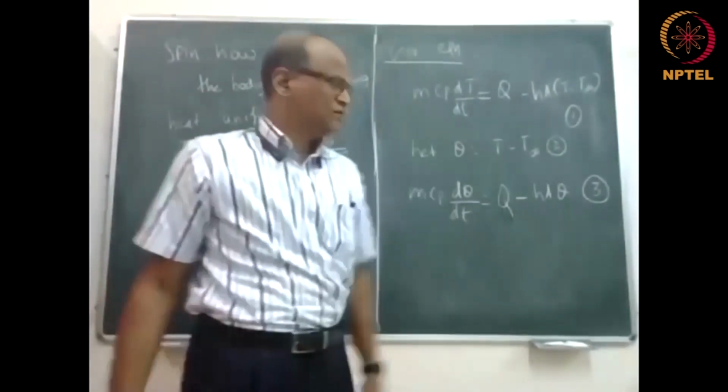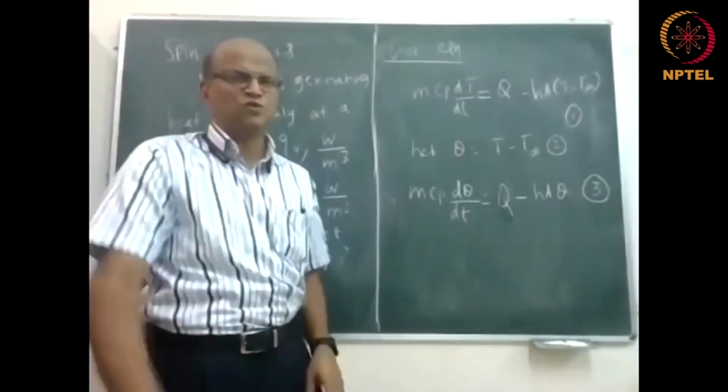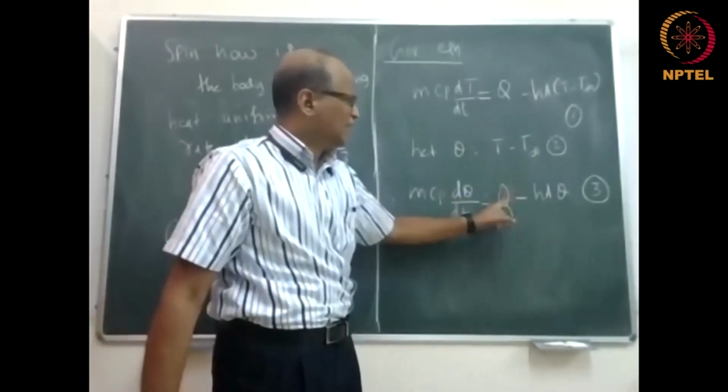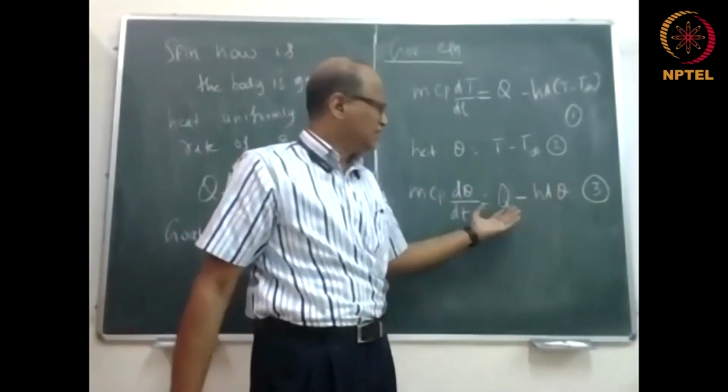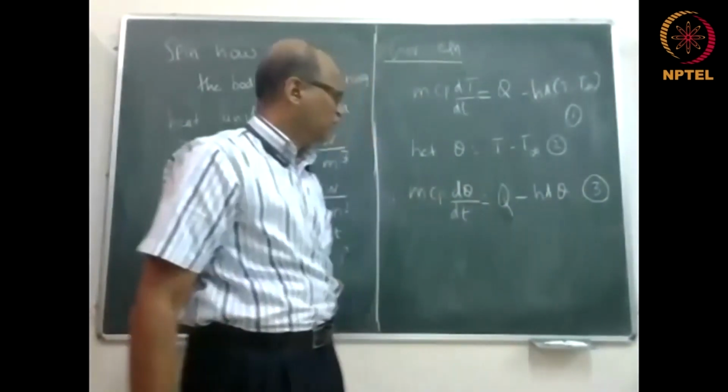Now, we have to solve this. Please note that this is different from whatever you have solved in the assignment test 2 or whatever you considered in the class so far. For a simple cooling problem, it is only like this. Now, it is Q minus hA theta. Therefore, there is something which tries to heat it up, and there is something which tries to cool.